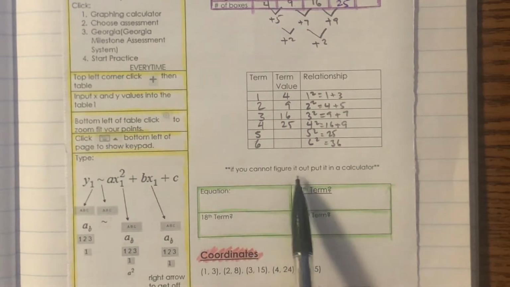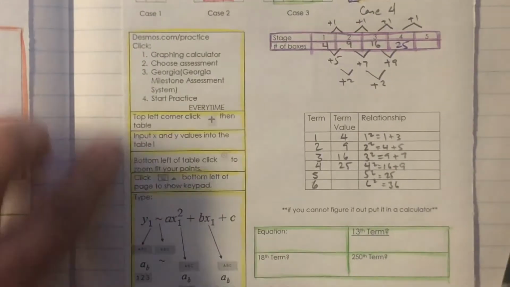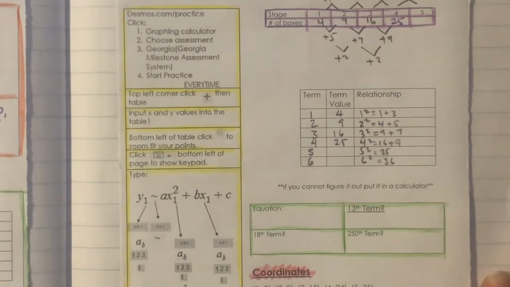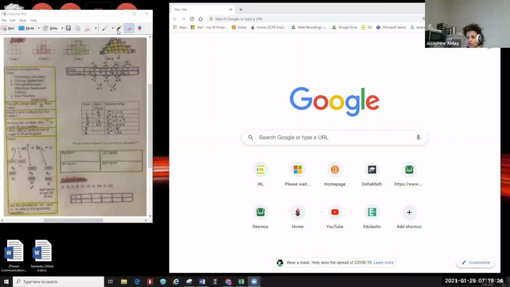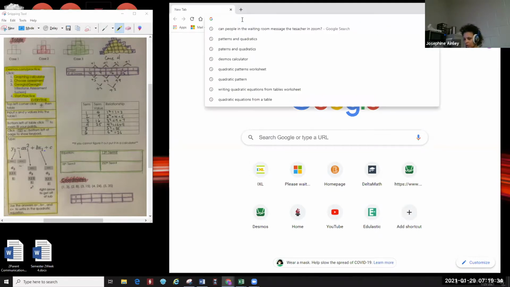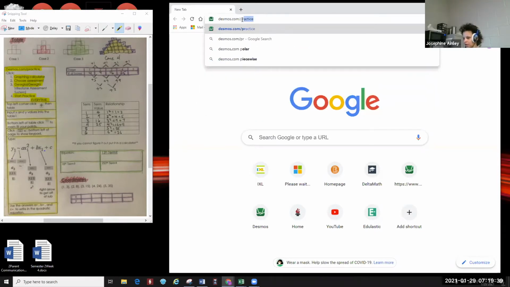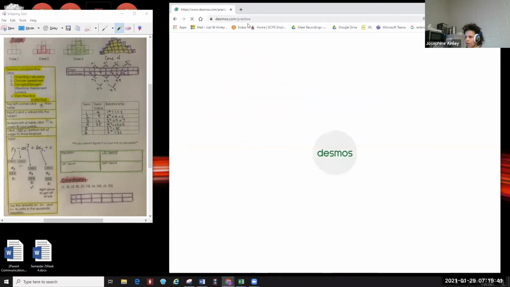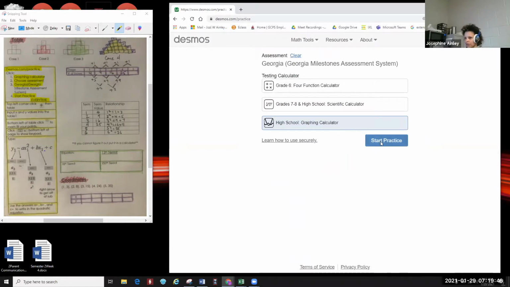So if I can't figure it out, we are going to put it in a calculator. These will be the instructions if you're doing an online calculator; if you're doing a handheld, it will be different. We're going to switch over to a calculator and follow the instructions verbatim. Go to desmos.com/practice, graphing calculator, choose assessment. Choose Georgia, and then start practice every single time. Please make sure you type this in every single time so you can get used to the calculator. Choose assessment, Georgia, high school graphing calculator, start practice.